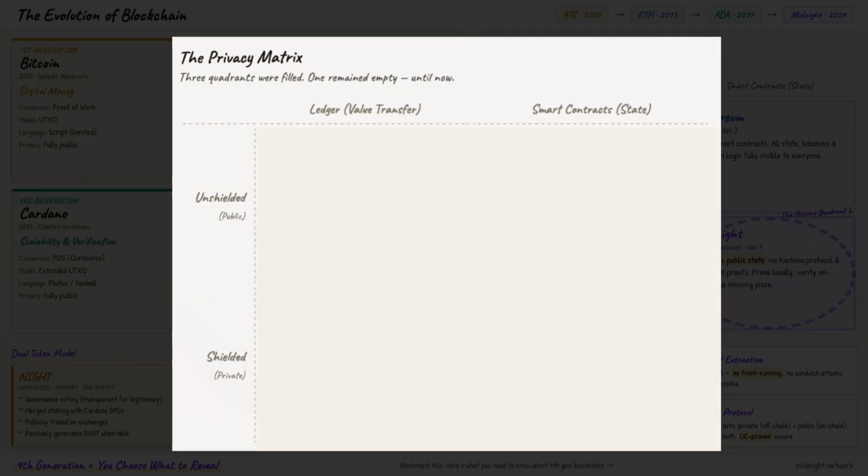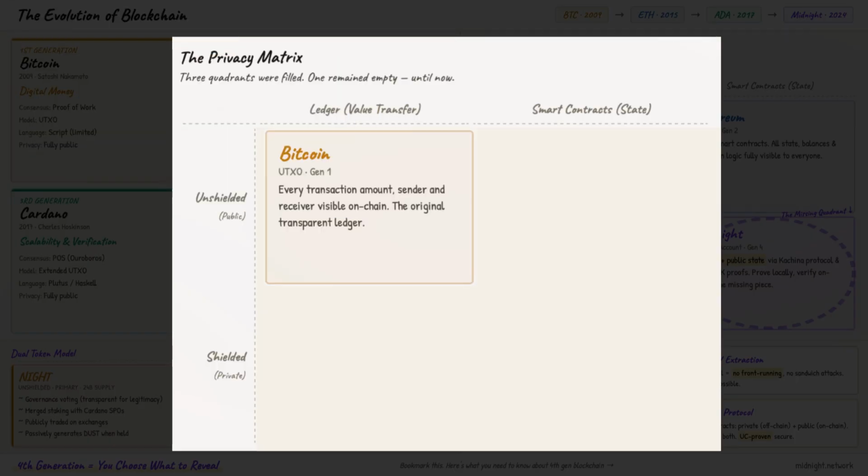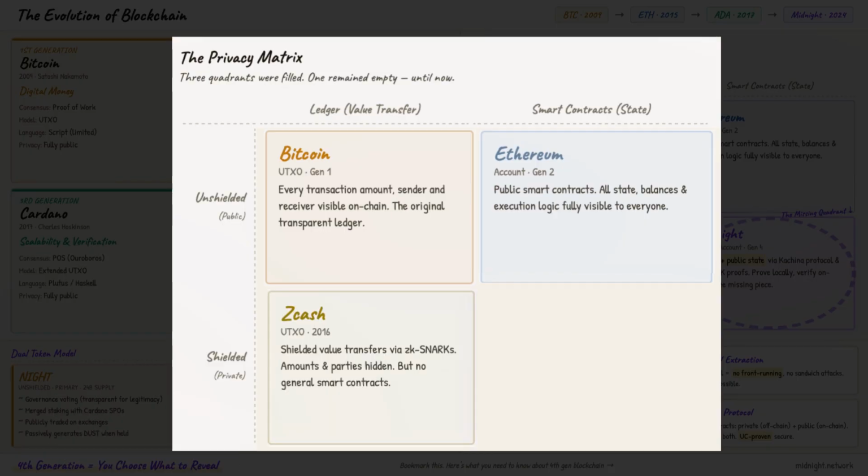Top left, public ledger. That's Bitcoin. Transparent value transfer, live since 2009. Top right, public smart contracts. That's Ethereum. Transparent programmable state, live since 2015. Bottom left, private ledger. That's Zcash, which launched in 2016. But Zcash only does private value transfer using zero knowledge proofs, no general smart contracts. Bottom right, private smart contracts.